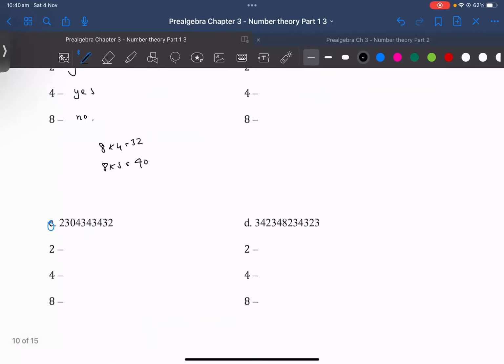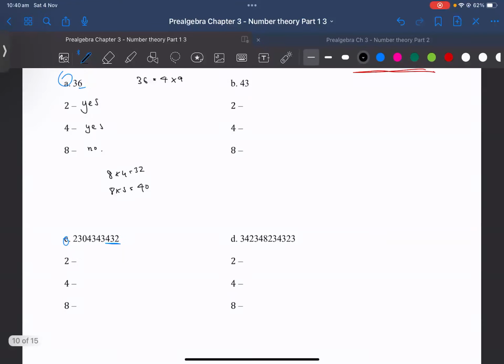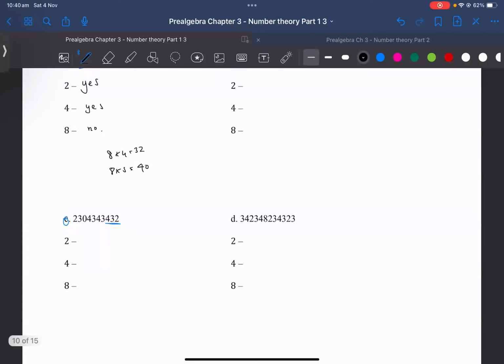All right. Let's go to C now. We want to go to the divisibility rule for this one. For C, to check if it's divisible by 2, we only need to check the last digit, just 2. 2 is divisible by 2, obviously, so the whole thing is divisible by 2 as well. So it's yes. And what about 4? To see if it's divisible by 4, we need to check the last 2 digits. 32 is 4 times 8. So yes, again.